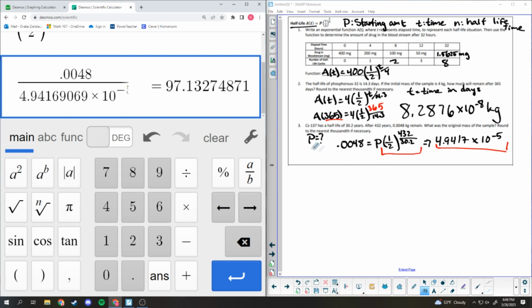97.1327. So P equals 97.1327, right? This whole thing right here was everything except for P. And so I divided both sides by it. And so I took 0.0048 divided by that big number and got my initial starting amount. And that's it. All right, moving on.